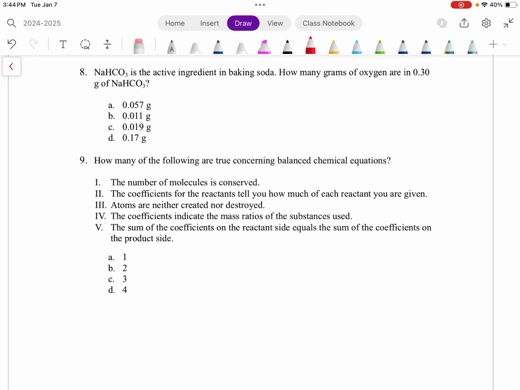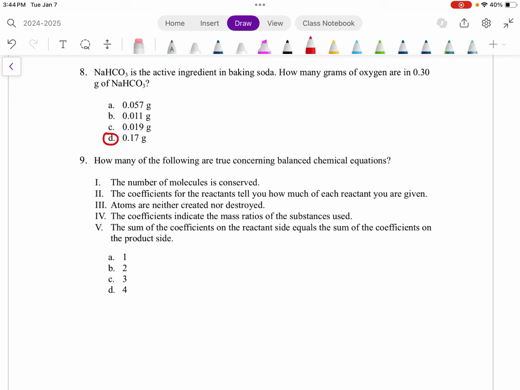And let's see. So this is the active ingredient baking soda. How many grams of oxygen are in 0.3 grams of the baking soda? So the correct answer here should be D. But there's a couple ways you could figure this out. But basically, if you figure out percent of oxygen, that's probably the easiest, right?